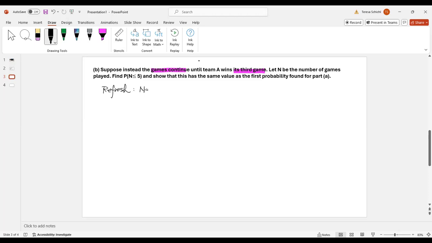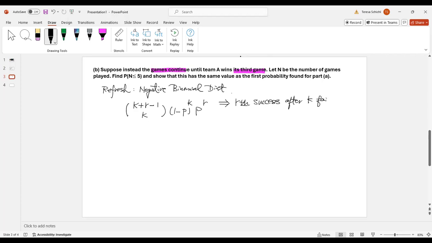We talk about this negative binomial distribution here, right? So we know the PDF of the negative binomial distribution will be (k plus r minus 1 choose k) times (1 minus p) to the k power and p to the r power. Basically, this is the probability that you get the r-th success right after k failures. So that's our negative binomial distribution.